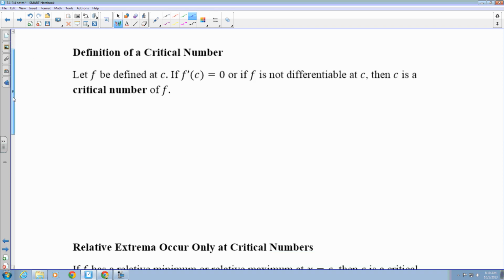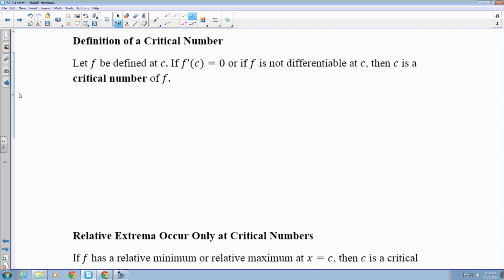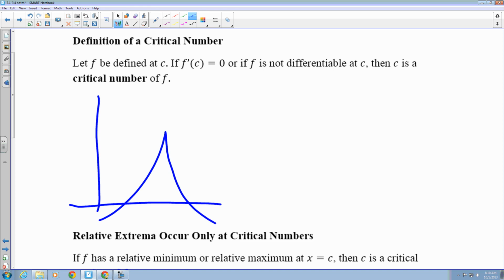Okay, let our function be defined at a point c. If f prime of c is 0, or if f is not differentiable at that point c, then c is a critical number. So what does it look like if you have a non-differentiable point? You're going to have the function come up to a sharp peak like that at your point c. This is where it doesn't exist.